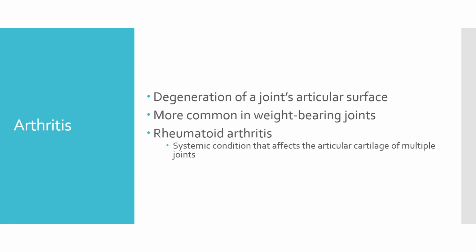Both conditions significantly impact rehabilitation planning, but for different reasons. Osteoarthritis management focuses on joint protection and maintaining function, while rheumatoid arthritis treatment must also consider the systemic nature of the disease and potential medication side effects.